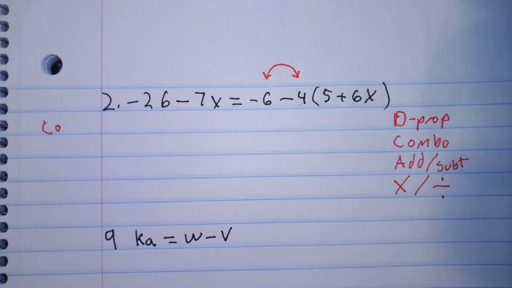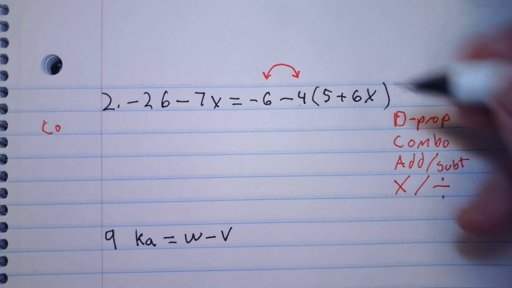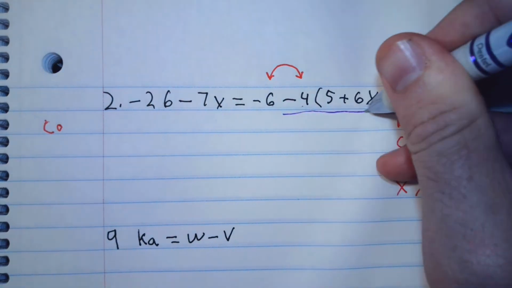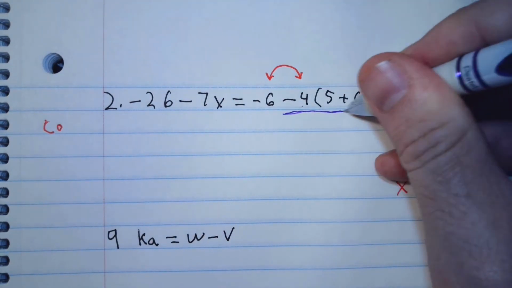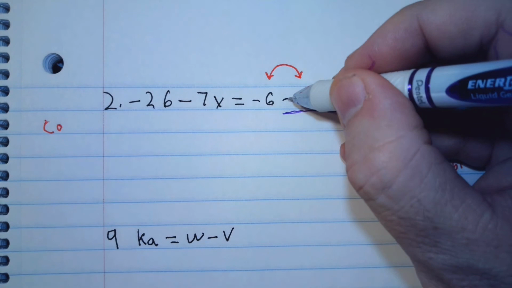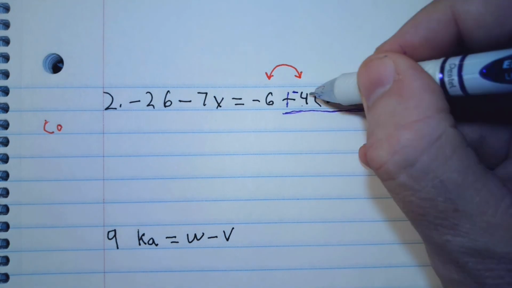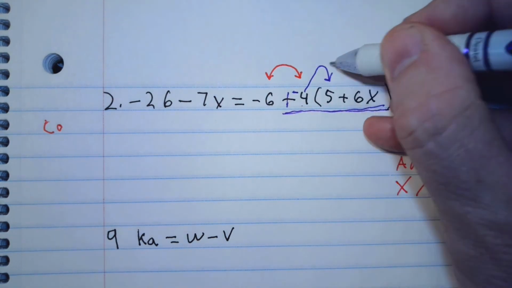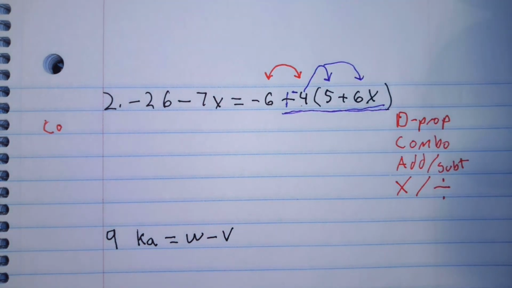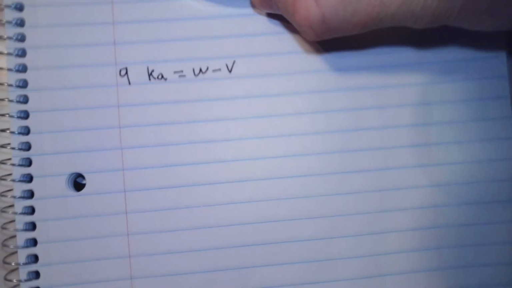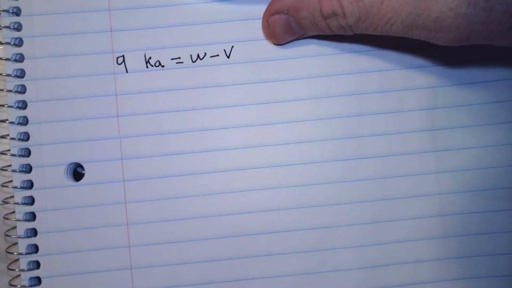So the first thing that you want to do is go ahead and use the distributive property. Okay, and remember this negative, let's go ahead and change it to plus a negative. We're going to distribute this -4 to here and here. So I just want to get you started on this so you use this concept a little bit.